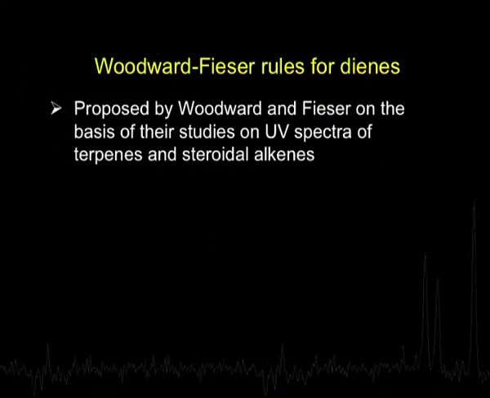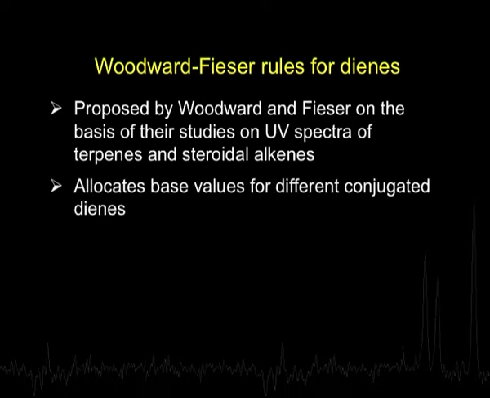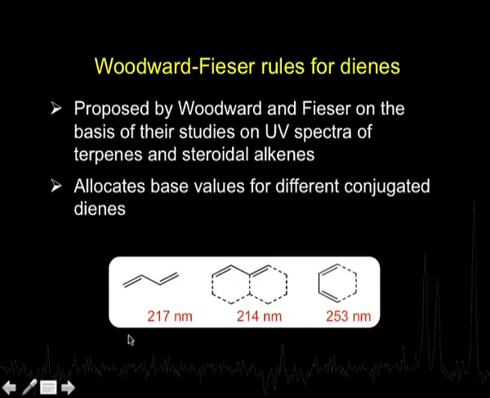Now, these rules, as I mentioned earlier, were proposed by Woodward and Fieser because they studied the UV spectra of a wide variety of terpenes and steroidal molecules containing this kind of chromophore. Basically the rules go as follows: they allocate some base values for different kinds of conjugated dienes. Typically, we have an acyclic diene, that is butadiene, for which the base value is 270 nanometers, as we know it.